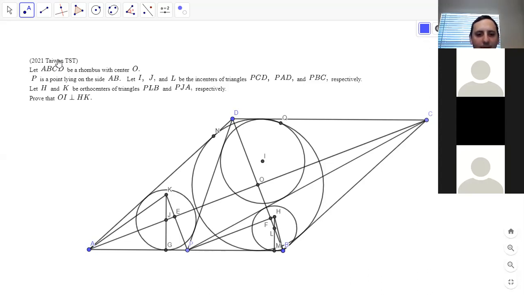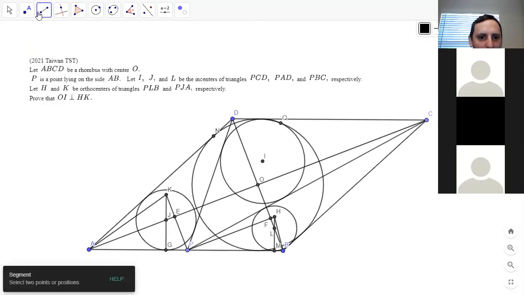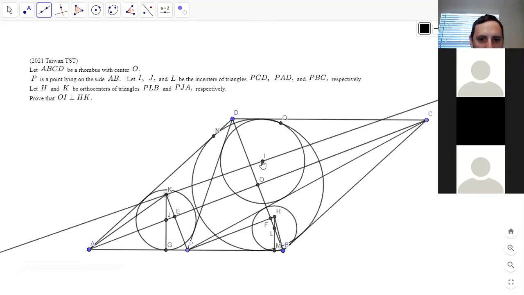All right. Is O the orthocenter of IKH? Probably not, but maybe. That would be interesting. Let me try that. I would be very surprised if that were true. Yeah, no, that's not.